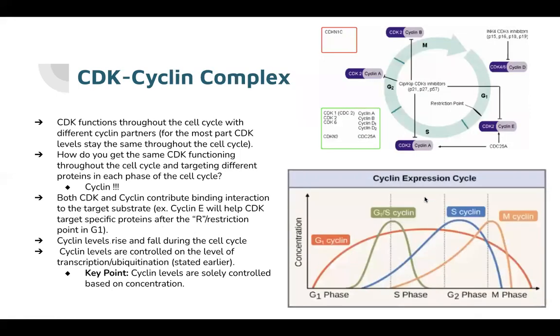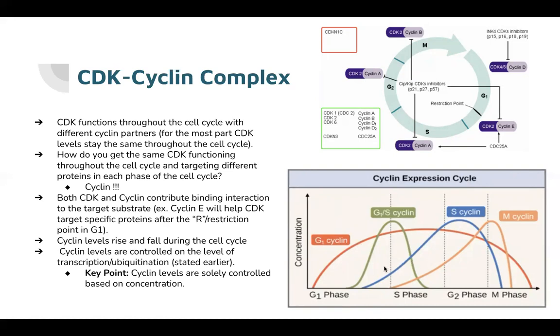All right, now let's talk about CDK and cyclin as a complex. Remember, CDK functions throughout the cell cycle with different cyclin partners. For the most part, CDK levels stay the same throughout the cell cycle. This brings up the question of how you get the same CDK functioning through the cell cycle and targeting different proteins. That's where cyclin comes in. We have a specific cyclin for each phase of the cell cycle, usually.